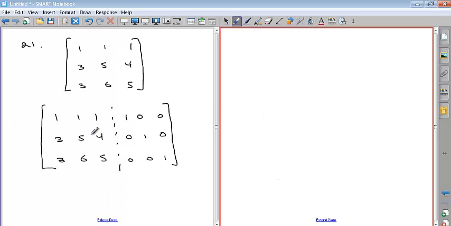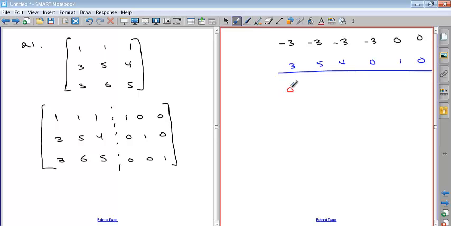Okay, so what I'm going to do is I want to get 0 here and 0 there. So the first case, I'm going to take the first row and multiply by -3. Actually, I'm going to do that in both cases. So I get -3, -3, -3, -3, 0, 0. So this is just this whole row. And then I'm going to add it to the second row. So I get 3, 5, 4, 0, 1, 0. Add these elements together. I'll get 0, 2, 1, -3, 1, 0. So that's my new second row.